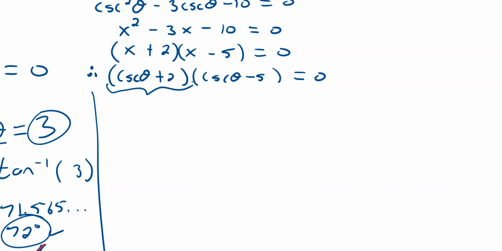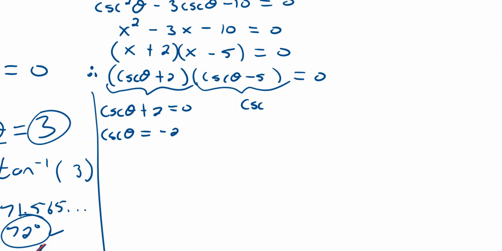So it's going to be from this one. I'll write the whole thing. It'd be cosecant theta plus 2 equal to 0. That was the idea. So that would be cosecant theta is equal to negative 2. That's one of them. And then here's the other one: where is cosecant theta minus 5 equal to 0? Or, in other words, where is cosecant theta equal to 5?